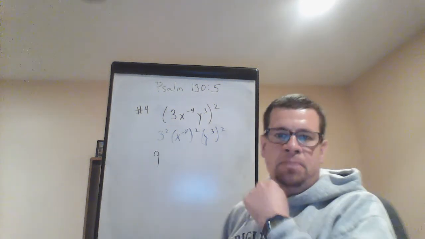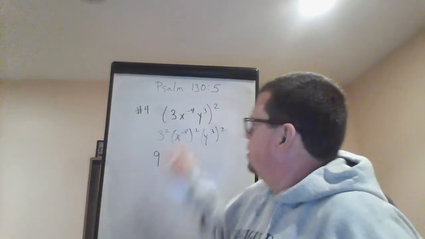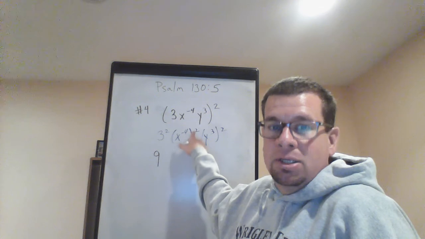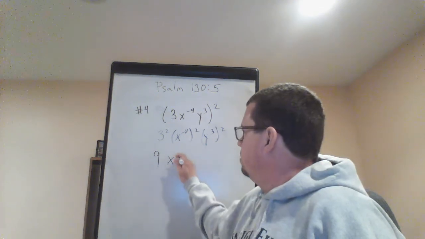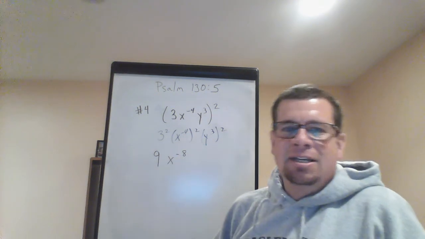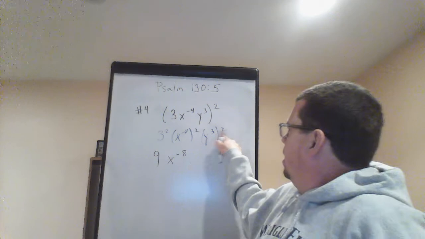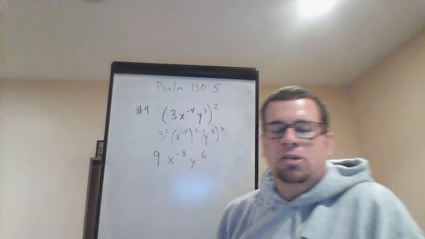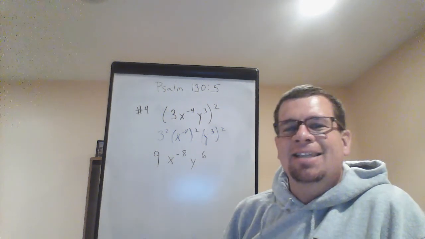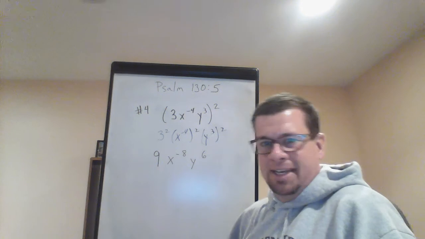That's 9. Now we also have a property of exponents that says when I have a power raised to another power, I can multiply those two. All right, so negative 4 times 2 would be negative 8. And then similar thing here, 3 times 2 is y to the 6th. So I get 9x to the negative 8th, y to the 6th.